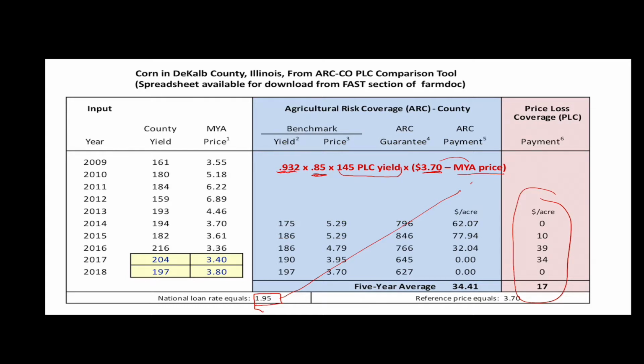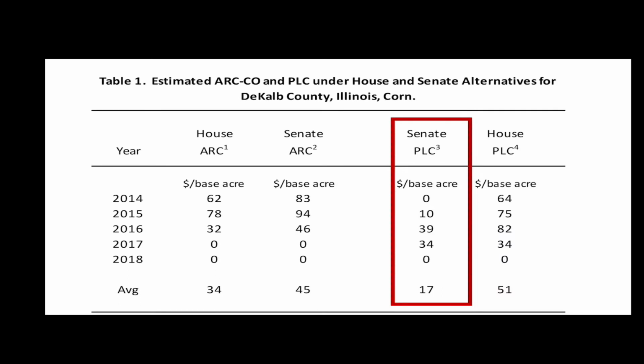Those would have resulted in payments of $10, $39, and right now this is still a projection, but $34 for 2017. That's given that the market year average price turns out to be $340. Again, in 2018, we're saying 0 here, 380. If that got below 370, that 0 would increase. That's PLC. That's what's in the Senate version. And again, those would be the payments. Over this time period, we are projecting ARC County to make $17 payments. House version would have made $34.